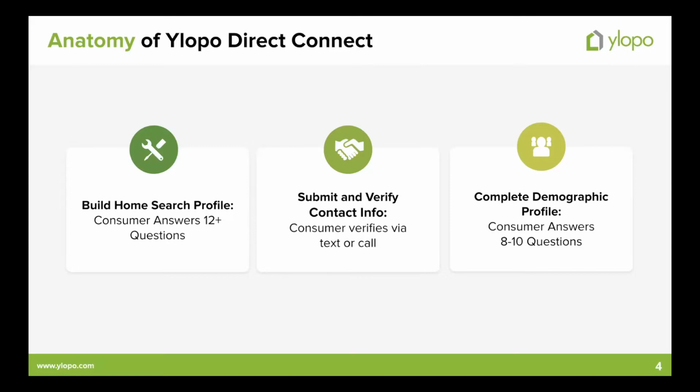Instead of just letting them put in any contact information, we're actually asking them to verify that contact information. And part 3 is we ask them demographic questions that relate to whether or not they actually qualify to become a lead for you, right?